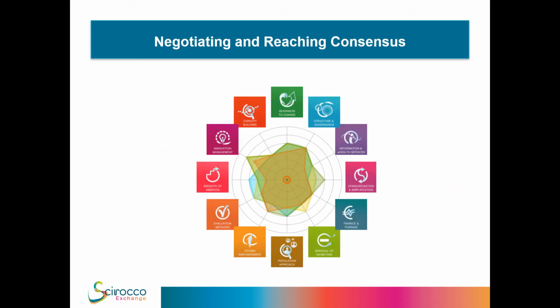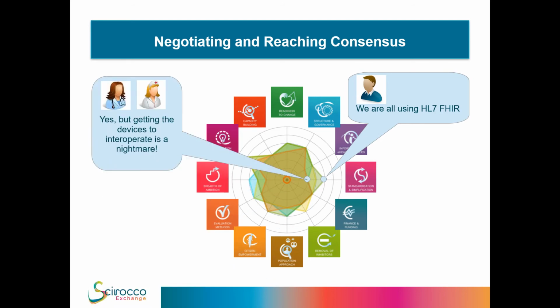Let's take an example of how the team would deliberate the standardization and simplification dimension, where there was disagreement. Here, we can see that one of the stakeholders proposed a higher ranking. It was the administrator who justified, "We are all using HL7 FHIR." However, two stakeholders considered that the rating should be 2 levels down. It was the nurse and doctor who explained, "Yes, but getting the devices to interoperate is a nightmare."